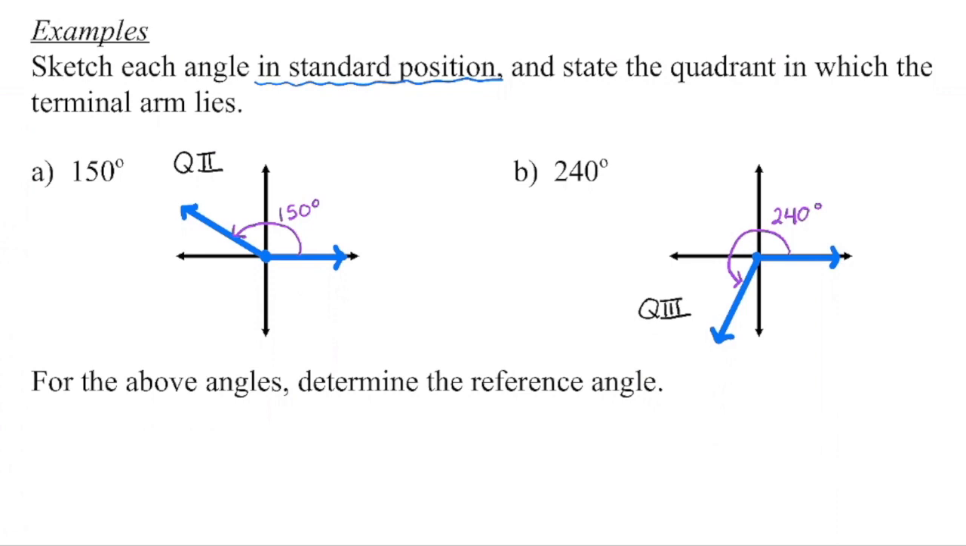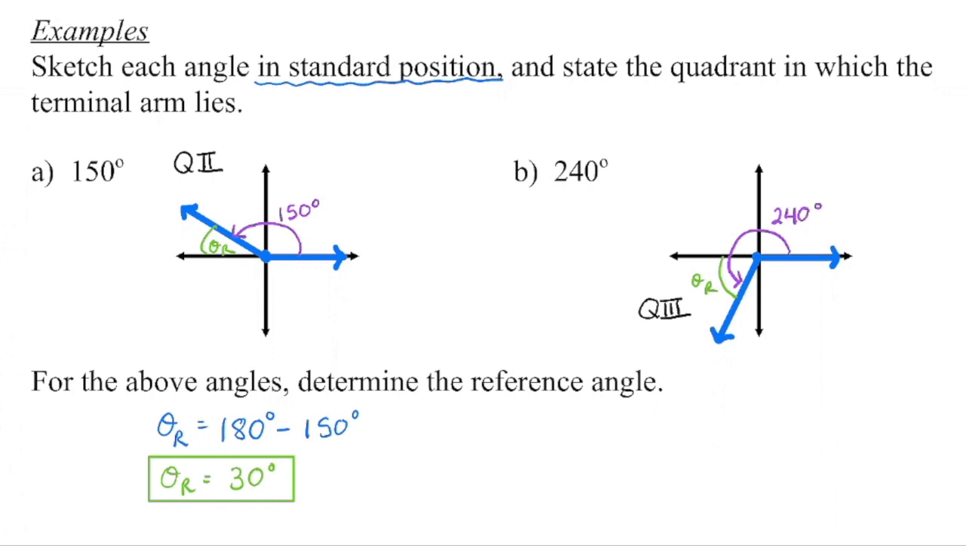Now, in terms of the reference angle, remember the reference angle is between the x-axis and the terminal arm. So in this first one, this here is my reference angle. And then over here, between the x-axis and my terminal arm, I know that right here, this is going to be my reference angle. So we can visually see that if this is 180 degrees, take off 150, that reference angle would be 30 degrees.